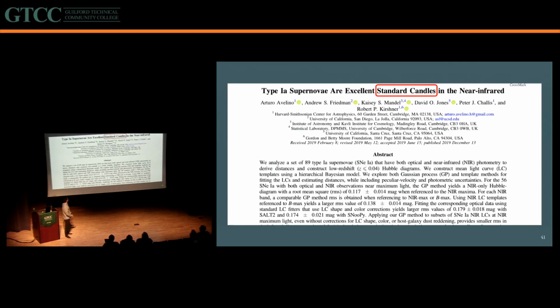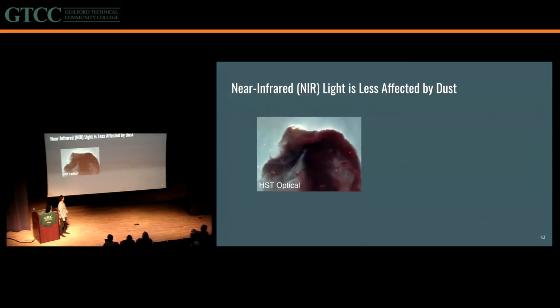So this is a publication that I'm not on, but it has a great title. Type 1a supernovae are excellent standard candles in the near infrared. And this hypothesis has actually been circulating since about the 2000s. But it's this principle that near infrared light is less affected by dust. Near infrared light is less affected by dust.